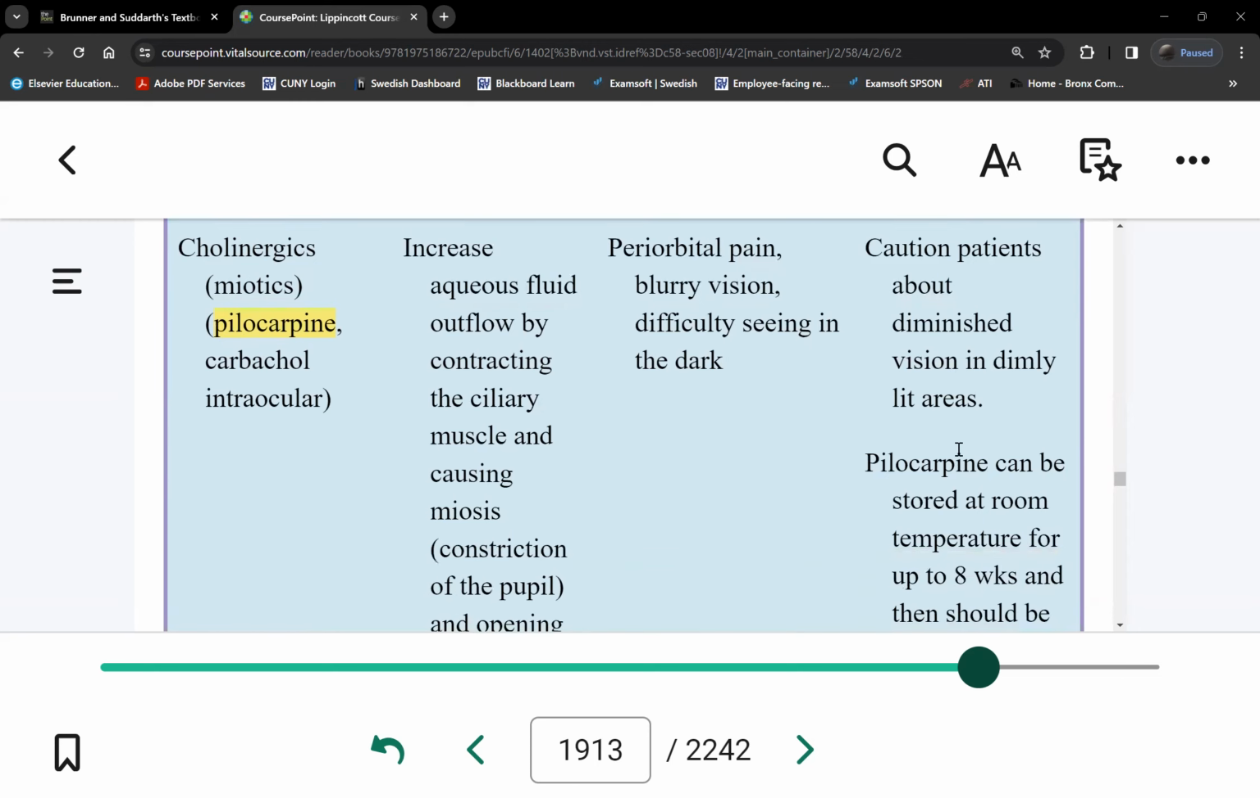Now, this is a drug chart. So therefore, what am I testing? Nursing responsibility. It's always the nursing responsibility. What are you as a nurse supposed to do? Okay, what are your responsibilities when giving pilocarpine?